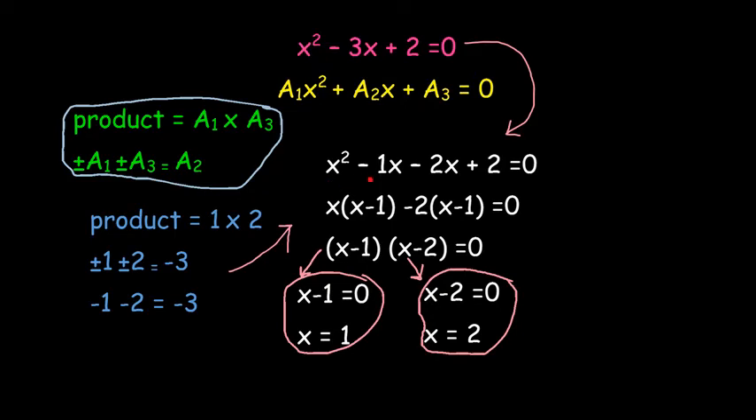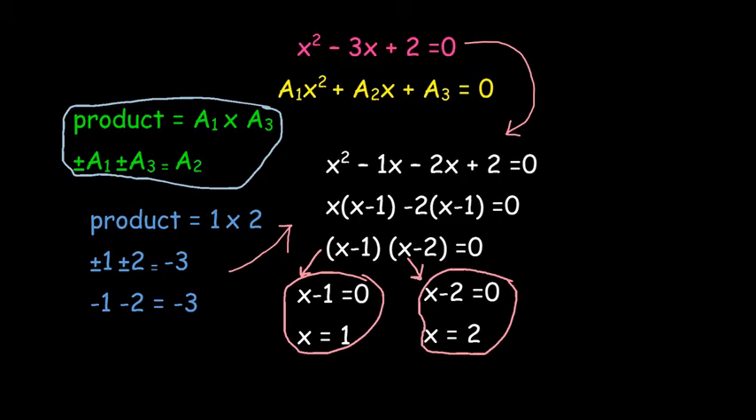So here the common term is x, so x into x minus 1. Here it's minus 2, so minus 2 into x minus 1 equals 0. Now x minus 1 is common in both of these terms, so you put x minus 1 in a separate set of brackets, and the remaining terms are x and minus 2, so that goes in a separate bracket. So this equals 0. Now when can the product of two terms be 0?